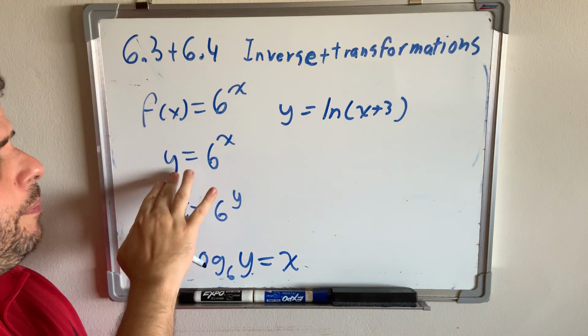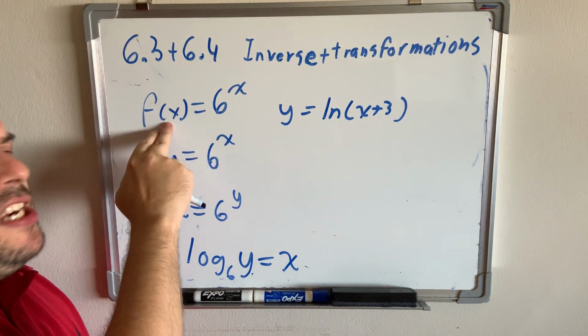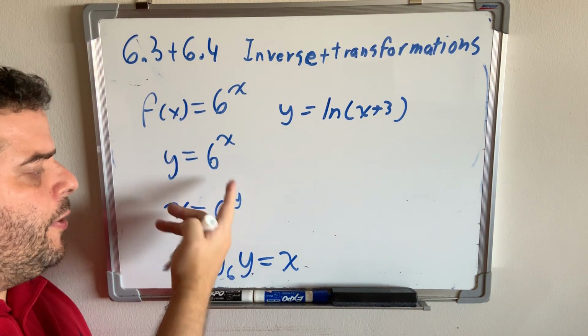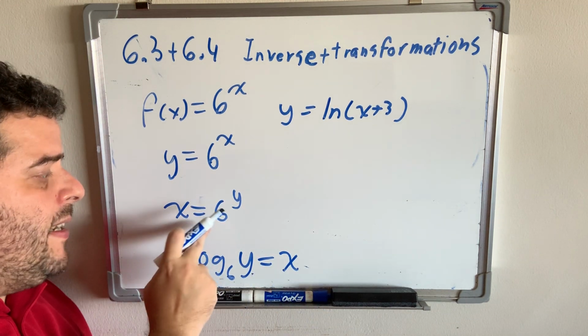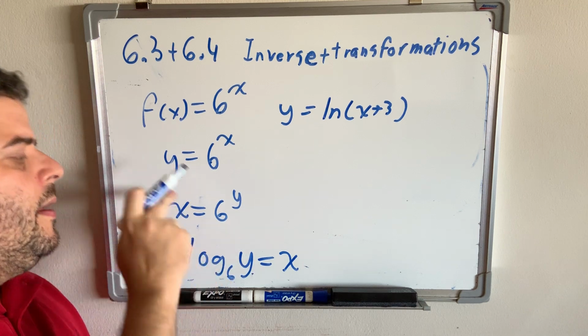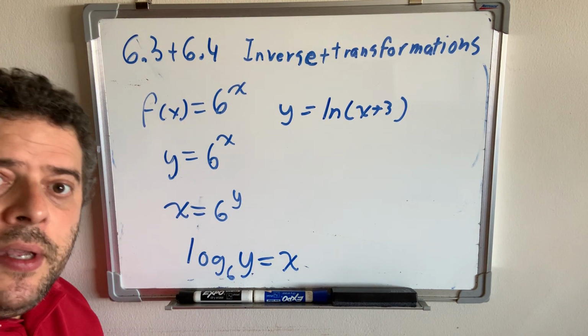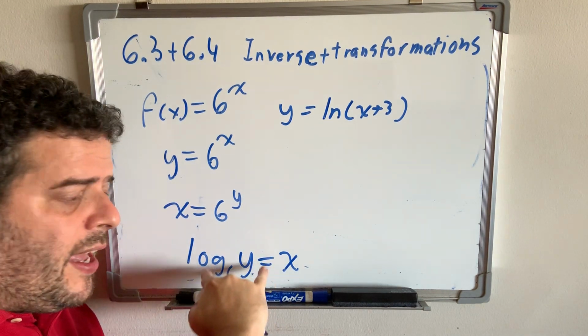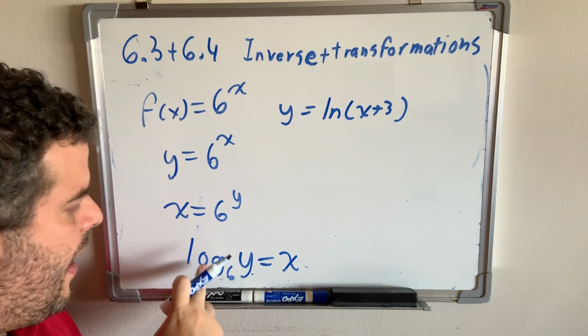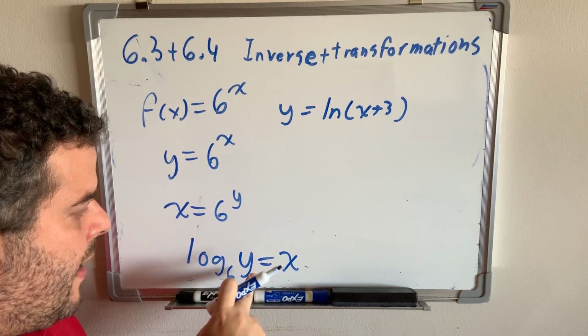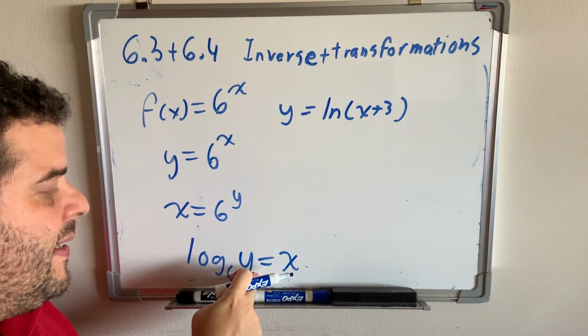Again, change your f of x for y, flip your x's and your y's, and then go ahead and just by definition, the base becomes the base, and the letters flip. Just in case, let's go ahead and do the inverse of this to see if I end up with the exact same function. I begin with this. I don't have to change my f of x for y because I have y.